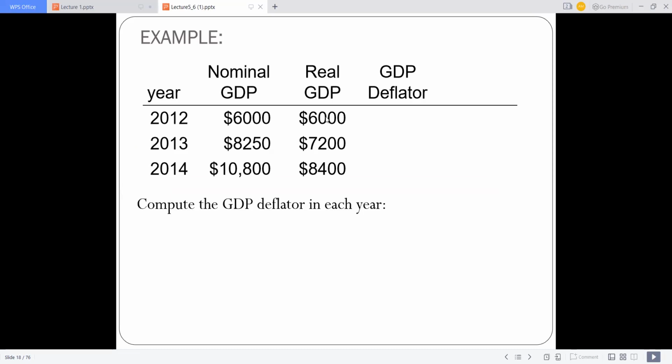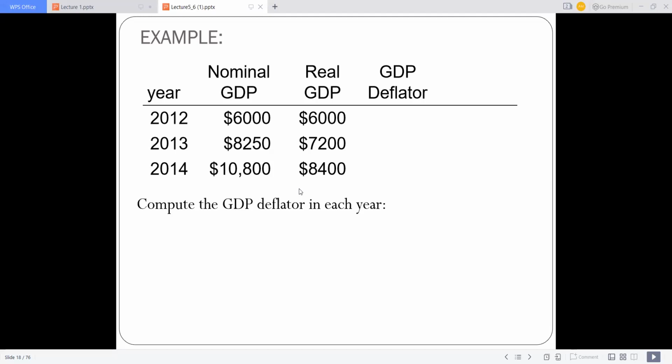So kindly compute this one for me: GDP deflator for 2012, 2013, and 2014. I'm giving you 1 minute. I'll be calling people to give me answers to know whether they are paying attention or not. Okay, 20 seconds more. 10 seconds. 5, 4, 3, 2, 1.